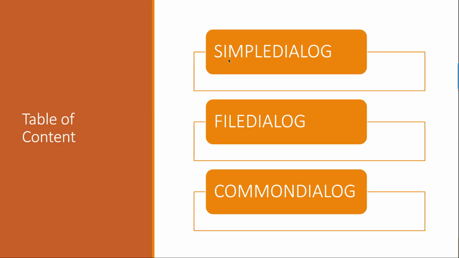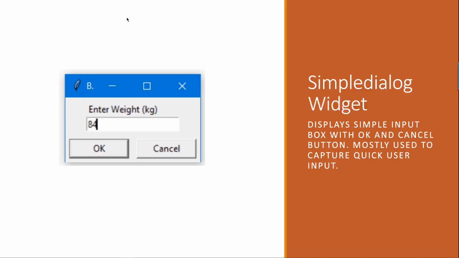First of all, we will start with the simple dialog. The simple dialog widget displays an input box with OK and cancel buttons, mostly used to capture a quick user response. Here you can see that there is an OK and cancel button. The user can also provide a title to the window, and here there is a message and the entry widget. So let's go ahead and see how we can create this one.